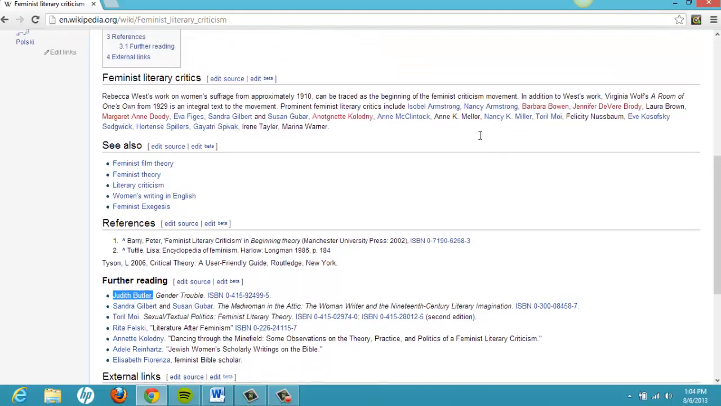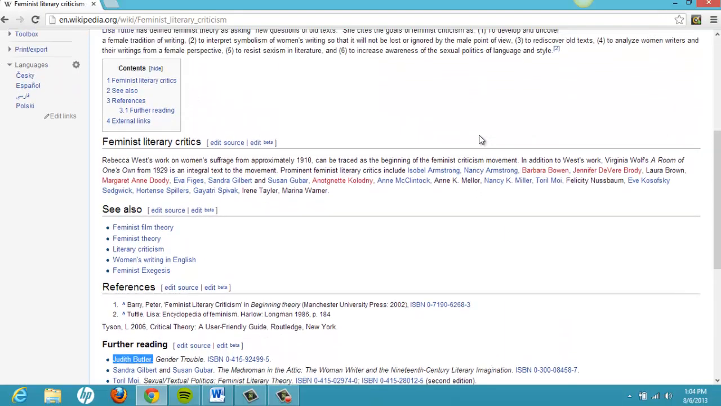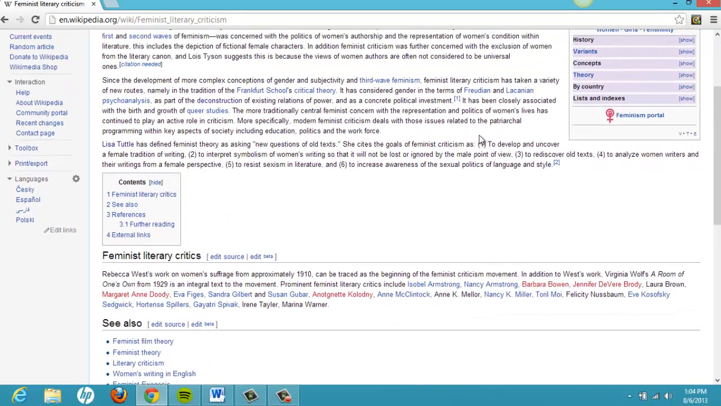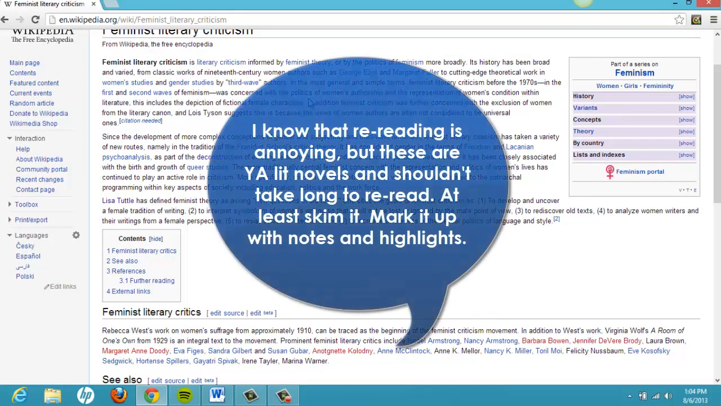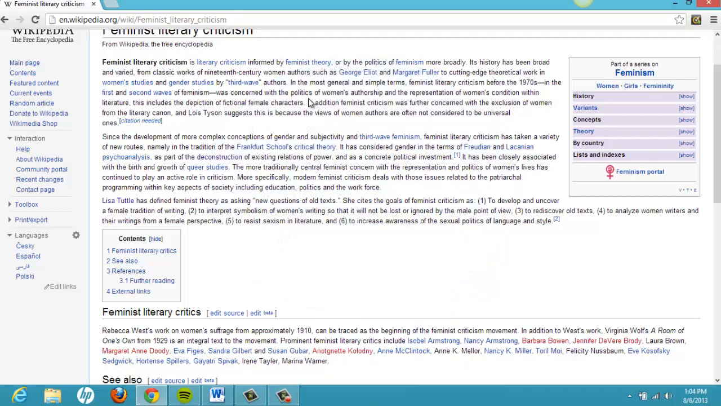Also, this Wikipedia page has given me a good idea of what feminist literary criticism is about. It's about looking at how women are represented and depicted in literature. I might just have to reread Speak to come up with a decent argument, because I'm going to have to look at how they are depicted specifically in the novel Speak. But first, I'm going to let the experts push me in a direction. I'm going to research Judith Butler and see what I find.